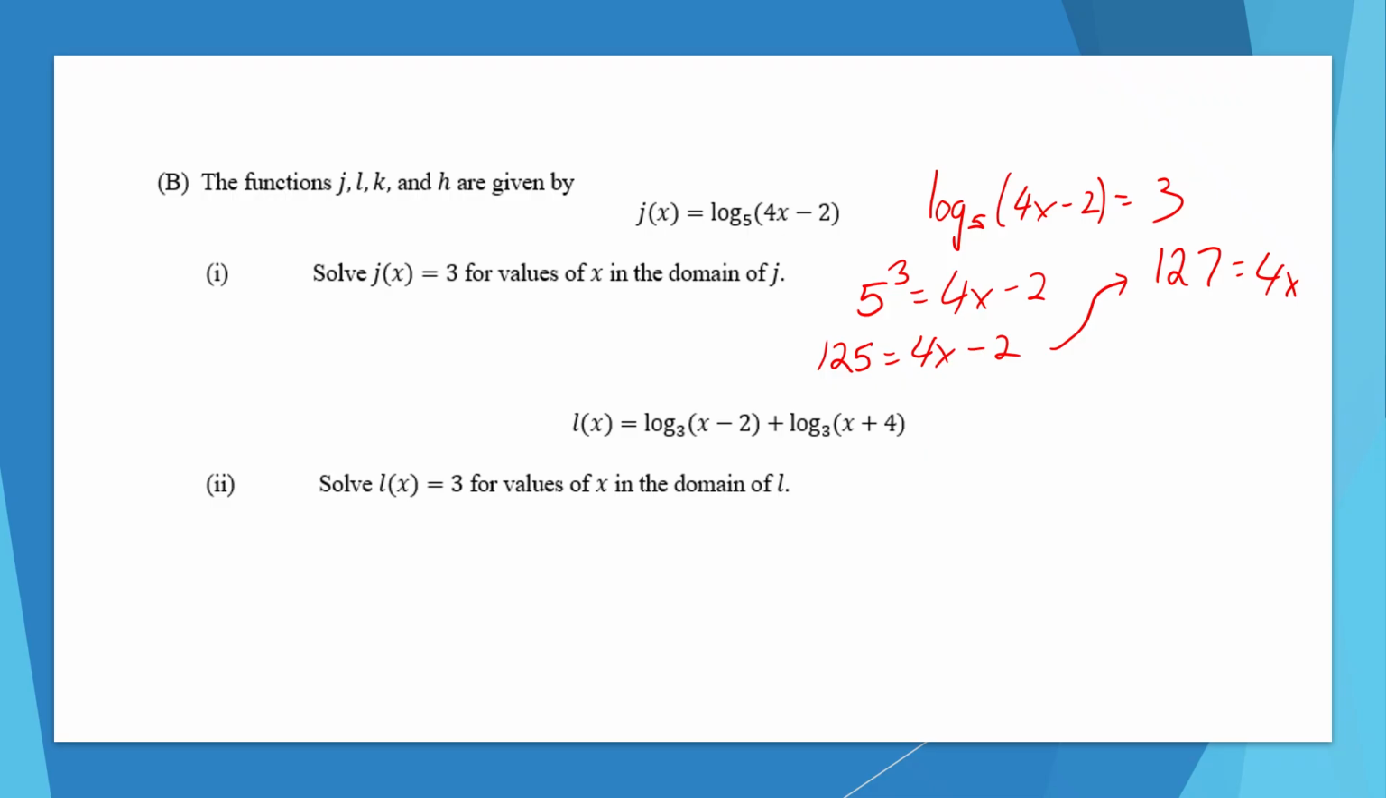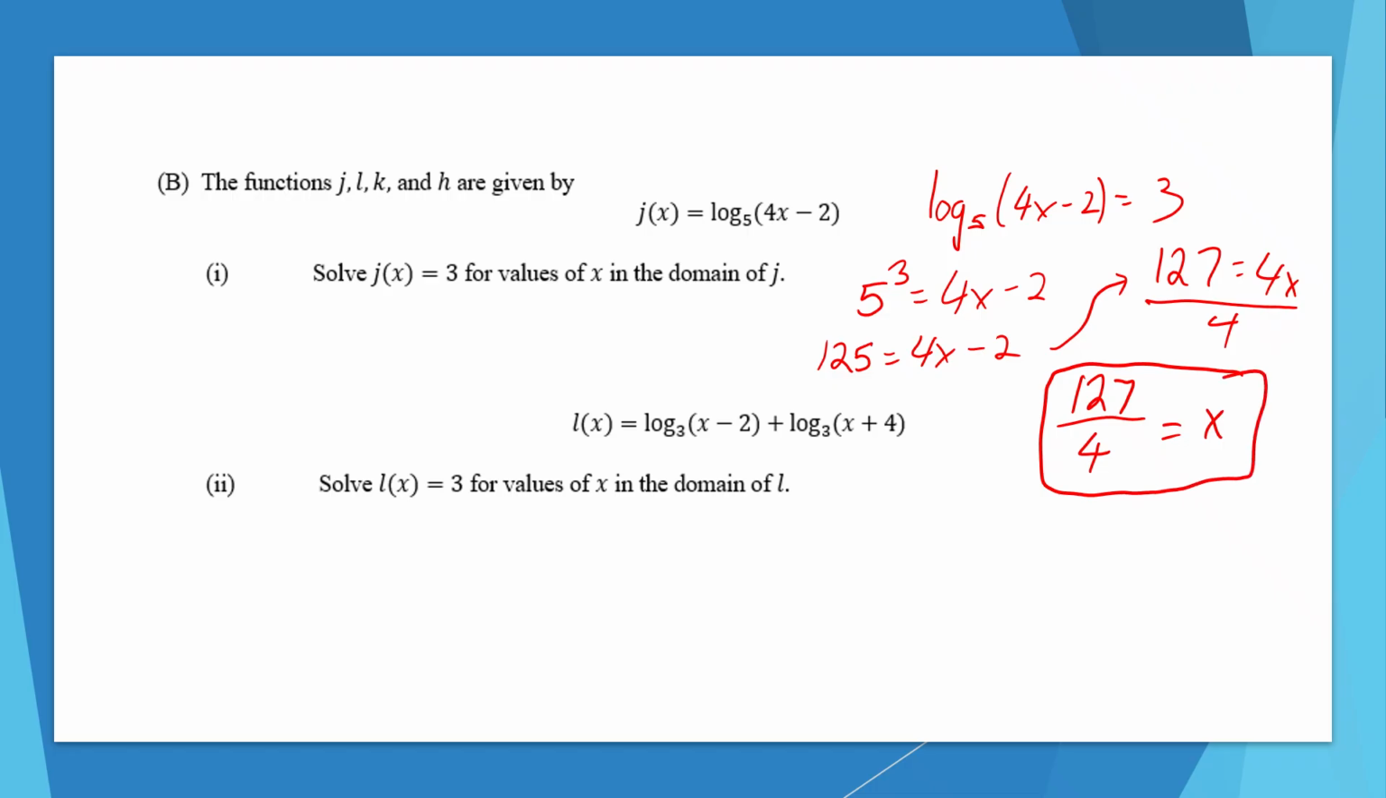And then here, I'm just going to divide both sides by 4. I know 127, because it's odd, isn't evenly divisible. So I'm just going to leave my answer as 127 over 4 equals x. And that should be the perfect answer there.